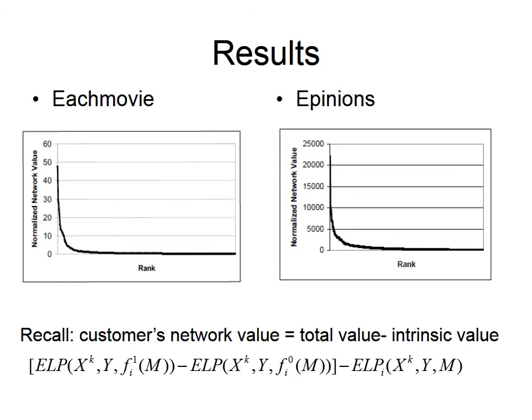Here is a result from both each movie and epinions. Both of them show the typical distributions of network values. For example, let's see the left figure. It shows the 500 highest network values in decreasing order. The network value of 20, for example, for a given customer implies that by marketing to this customer, we can get free marketing to an additional 20 customers. Note that here, the customer's network value equals the total value minus intrinsic value.